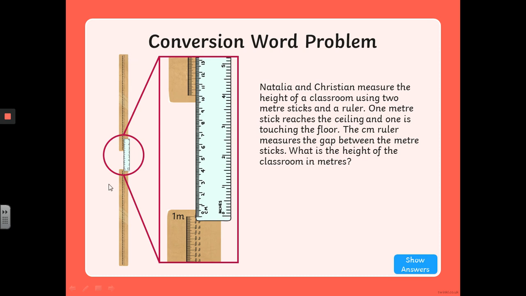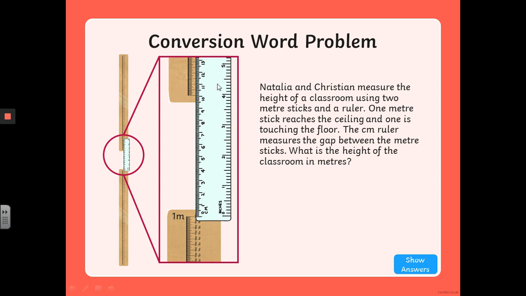So this one is measuring the distance between these two. This is 1 ruler touching the ceiling. This is 1 ruler touching the floor. What is the gap in between? What is the height of the classroom in meters? So if the gap, starting from here to here, is 9.5 centimeters, what is the height of the classroom in meters?